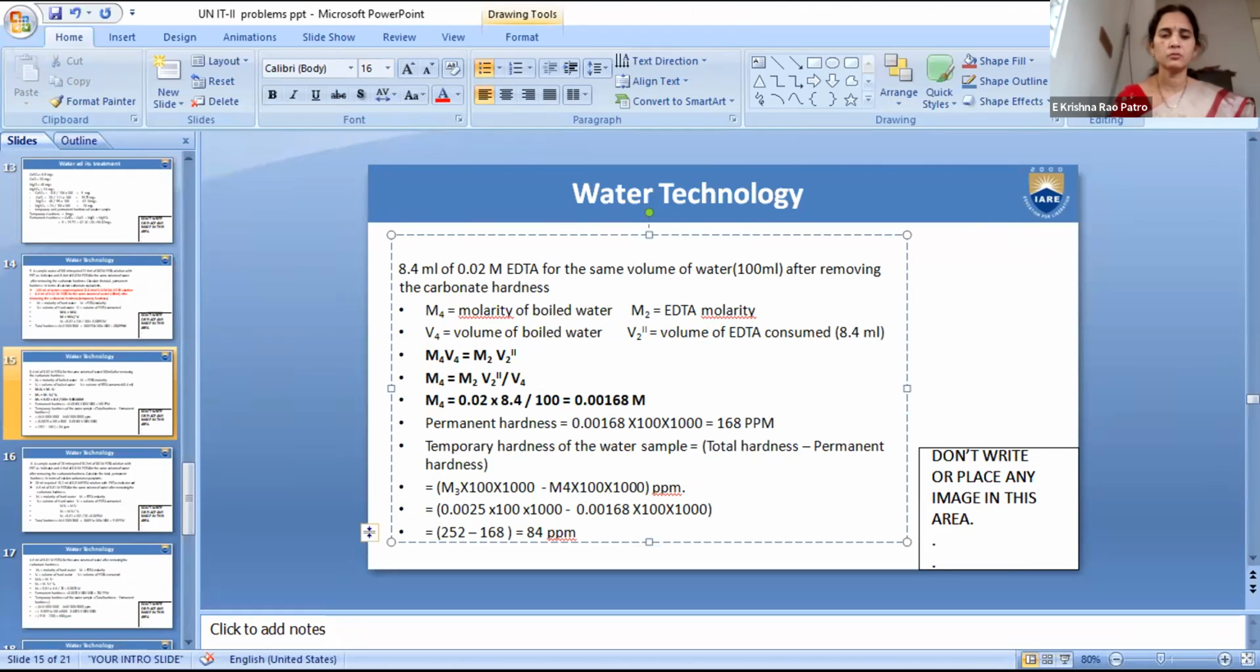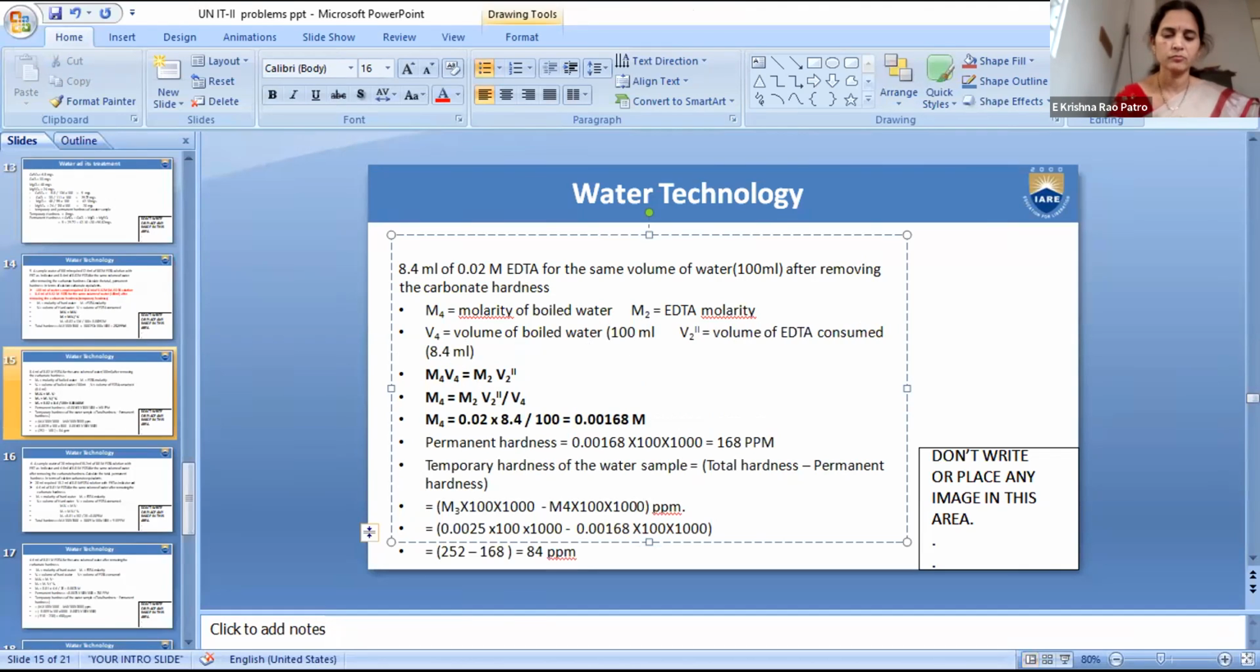So the volume of boiled water we have taken is 100 ml. So EDTA molarity is 0.02. So find out M4 now. M4 is equal to 0.02 into 8.4 by 100 is equal to, so we got the answer 0.00168 molar. Write down M4.